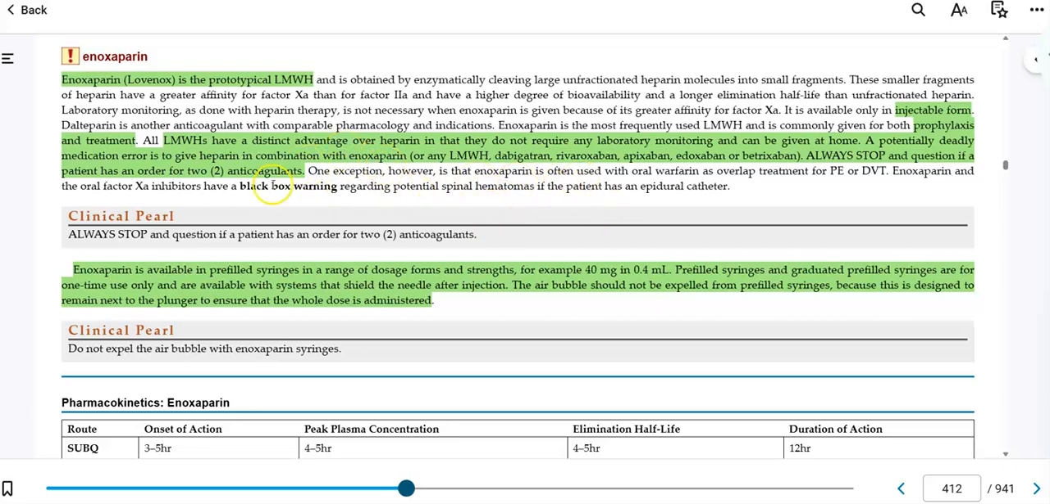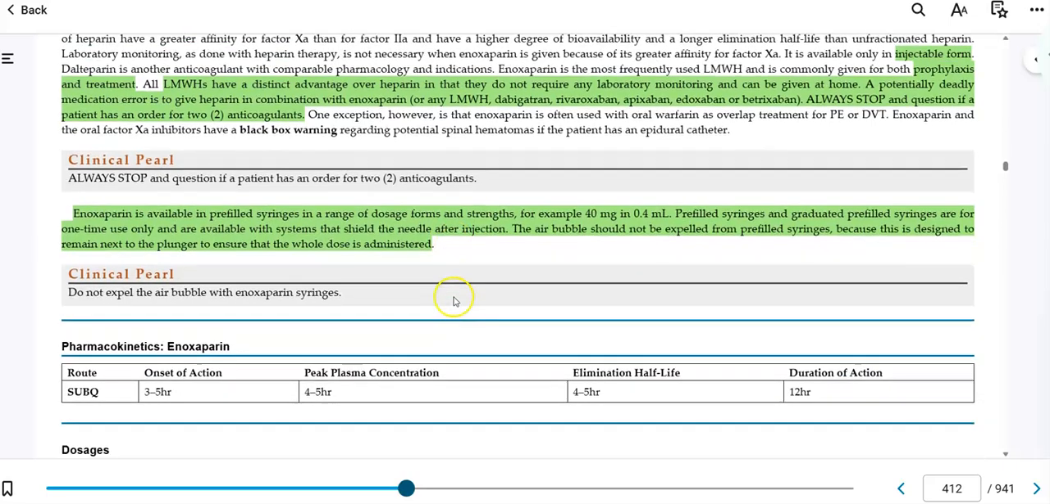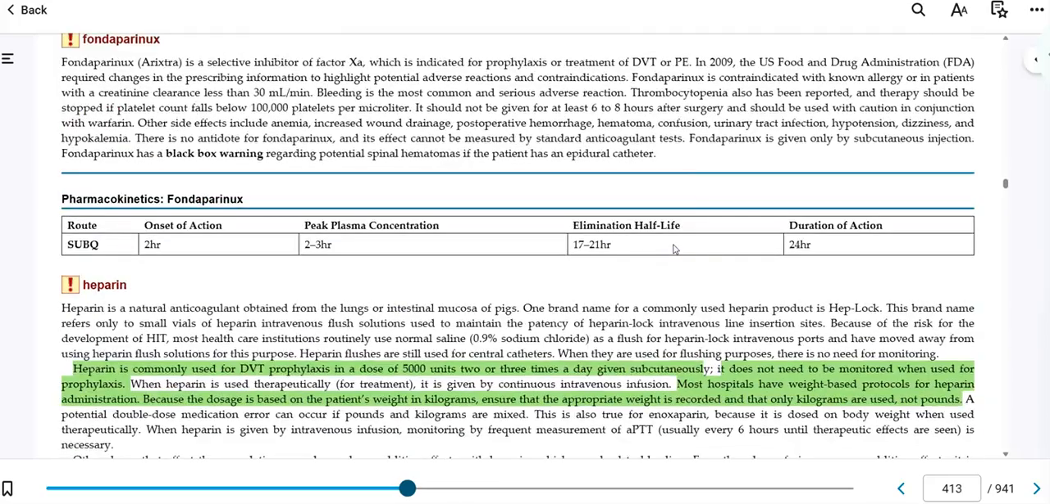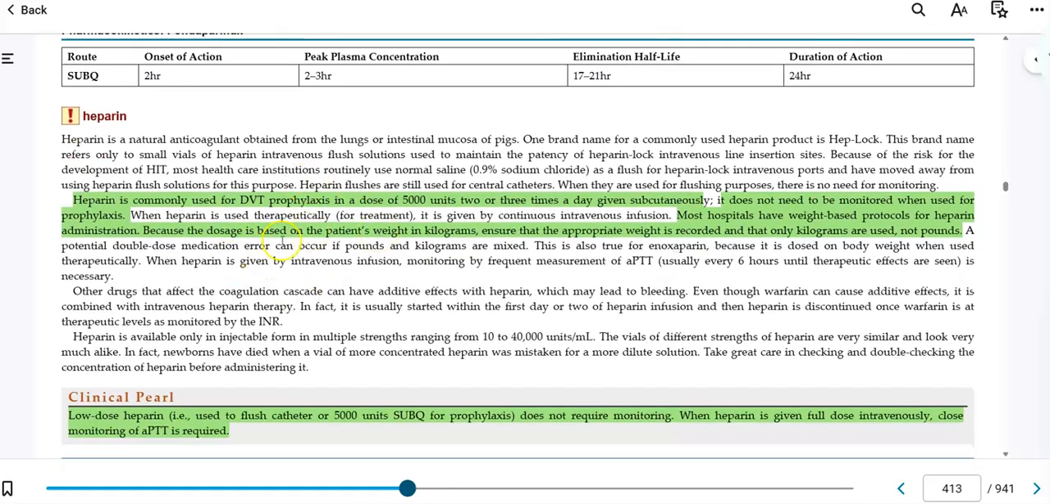We always want to question if our patient has 2 anticoagulants, so Lovenox and heparin, which is the next one we'll get to. Enoxaparin comes to us in a pre-filled syringe, and it specifically says that there's an air bubble that we don't expel from the pre-filled syringe, because that air bubble helps to hold the medication in place when it's in the subcu tissue.